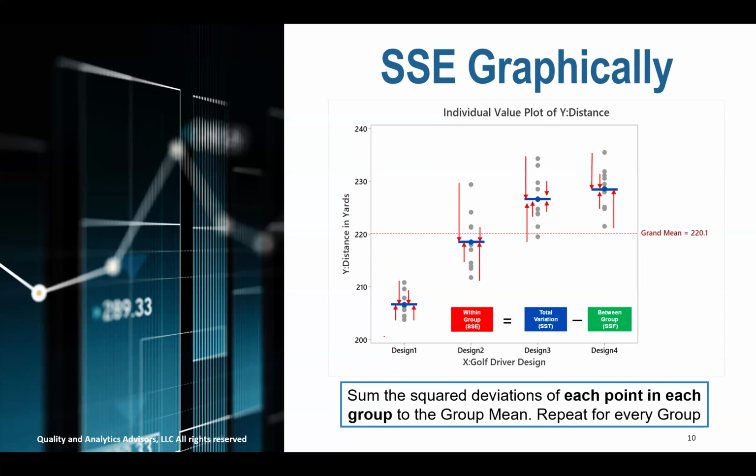And then the last term is the amount of variation not explained by the factor. This can be easily calculated because I already know the sum of square total, and I already know the sum of square for the factor. Therefore, this is just a subtraction between those two. Graphically, we can see what it represents is the within group variation from that particular group mean.